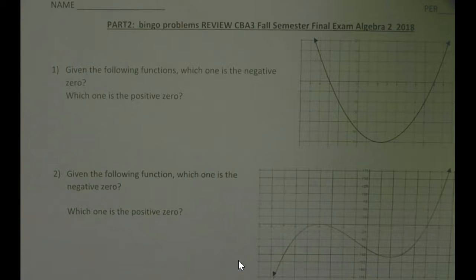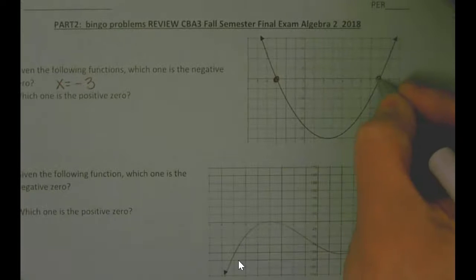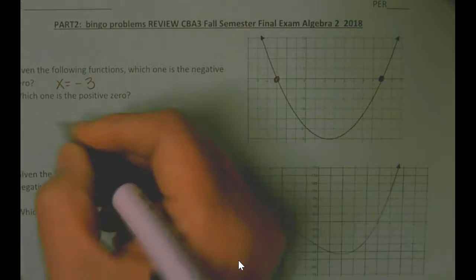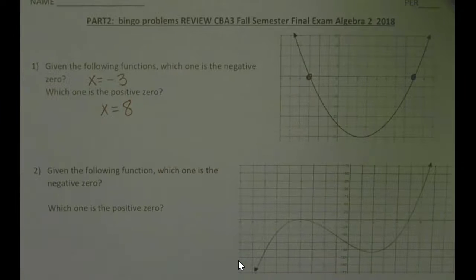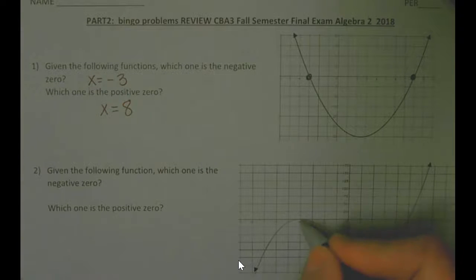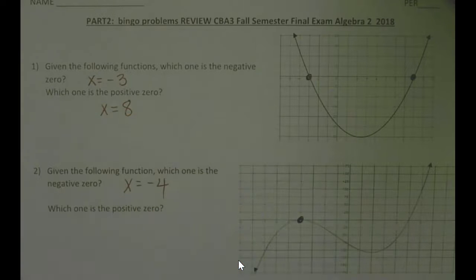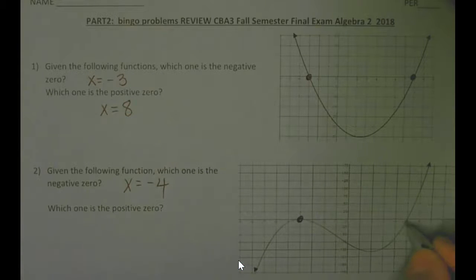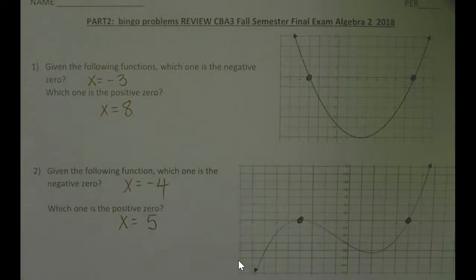Part 2, review for the fall semester exam. The negative 0 is this one right here. X is equal to negative 3. The positive 0 is this one right here. X is equal to positive 8. The negative 0 is right here. X is equal to negative 4. The positive 0 is right here. X is equal to positive 5.